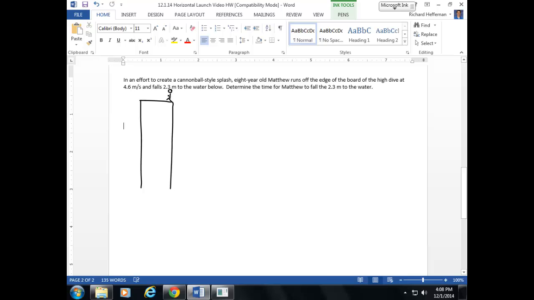There is a person. Is it going to delete? Nice. And this person is running at 4.6 meters per second while falling 2.3 meters to the water below. So there's the water. Water looks strangely like ground, but 2.3 meters to the water below. Determine the time for Matthew to fall the 2.3 meters to the water. Let's make this look a little flatter. Water will be flat. Okay, there we go.